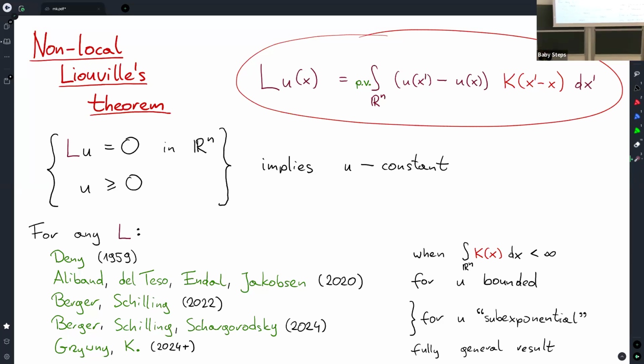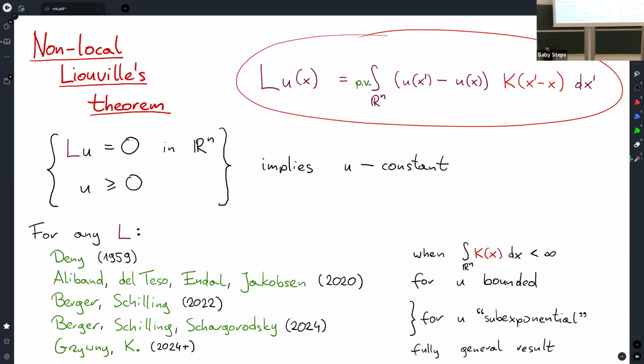Okay. So I was discussing the paper by Alibaud and Jakobsen. The proof was greatly simplified two years later by Berger and Schilling, who actually did not know the result of the four authors that I mentioned before, so it was done independently. And it was even improved in the forthcoming paper by the same two authors and Shankarotsky.